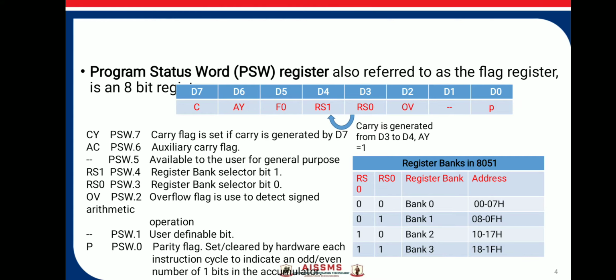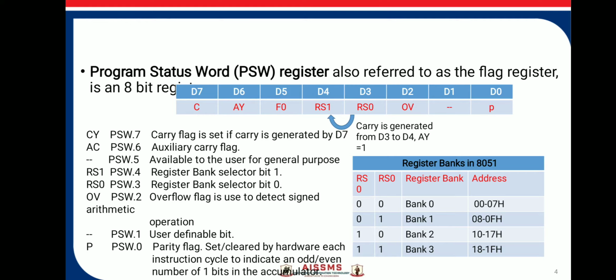Bits D5 and D1 are reserved for user general purpose. The next two bits, D3 and D4, form the register banks. In the 8051 there are 4 register banks. These 4 register banks can be selected by placing values in D3 and D4. In this table we can see the various combinations of the RS0 and RS1 bits, that is D3 and D4 bits.